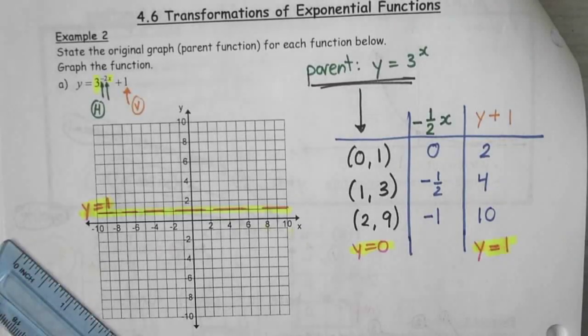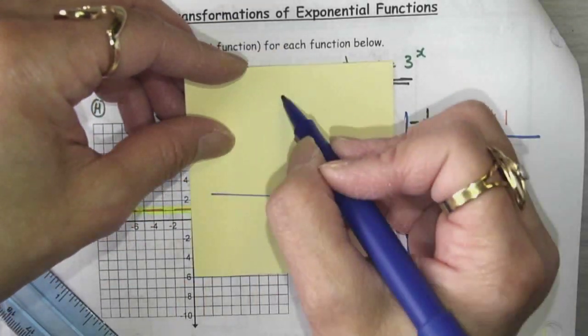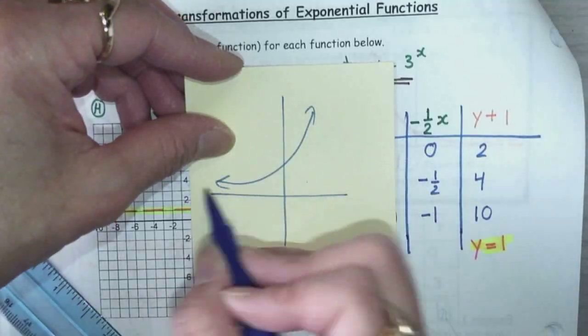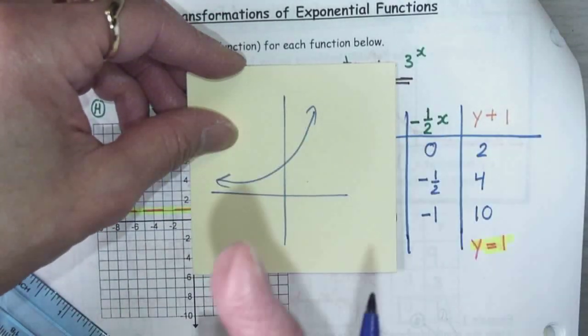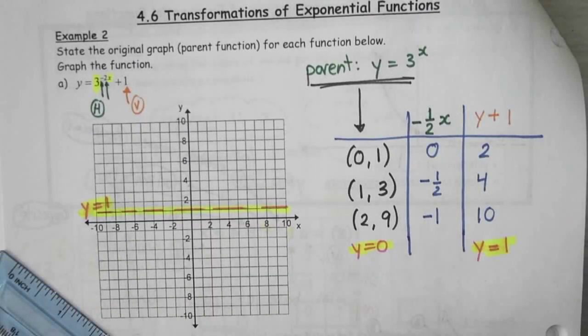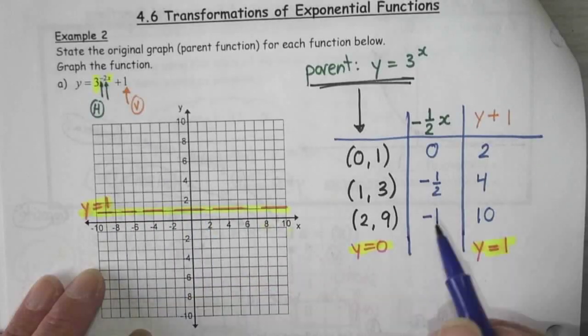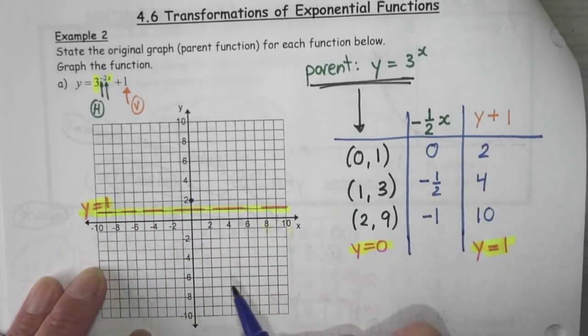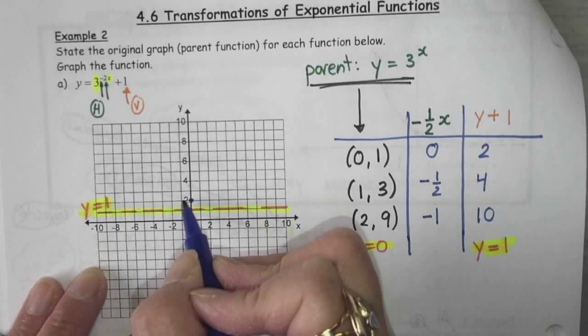So now remember, it should still have this shape, where it's horizontal and going up or reflected. So it doesn't suddenly look like a parabola or something. It's not going to look like an absolute value. It still should look like an exponential. So we have the asymptote. 0, 2 goes here. Negative 1/2 is up at 4.